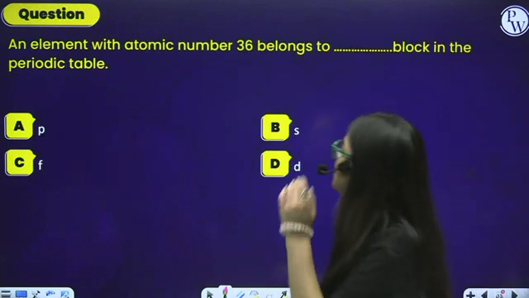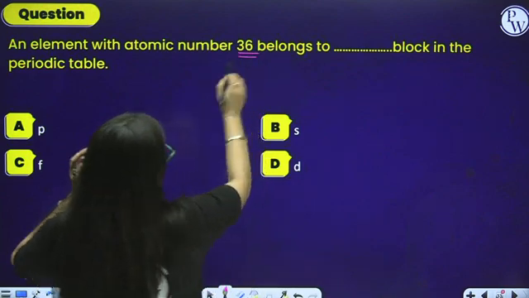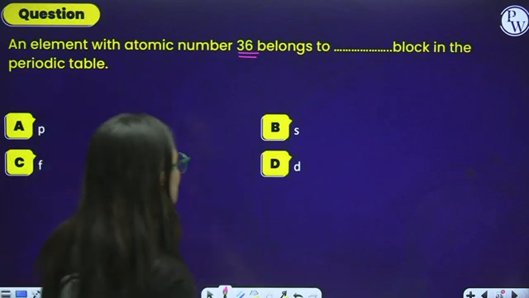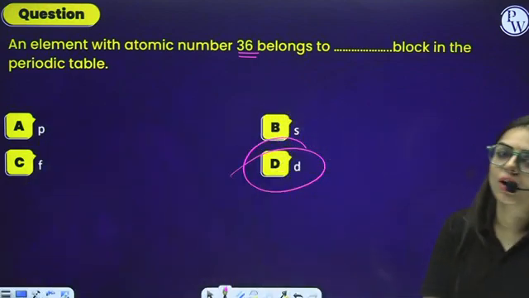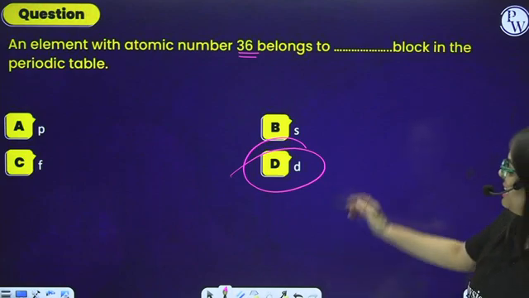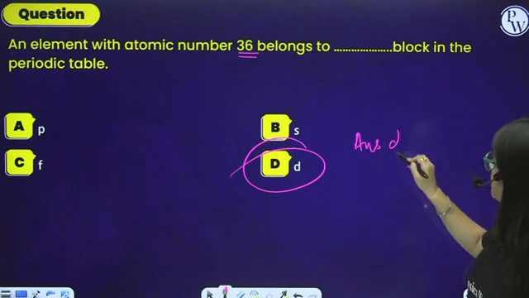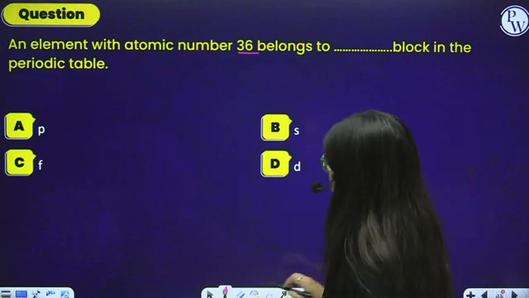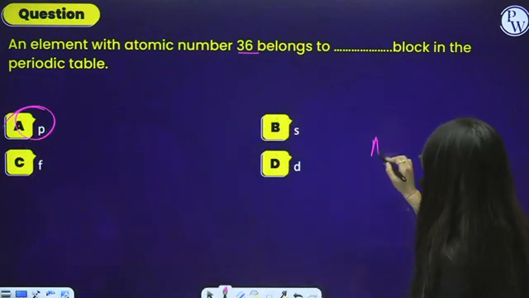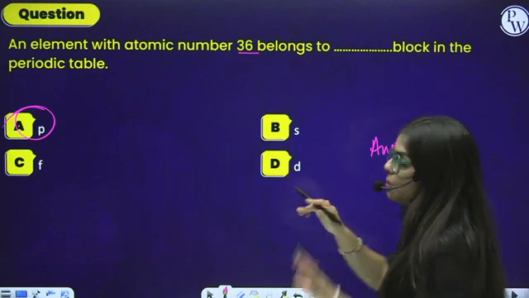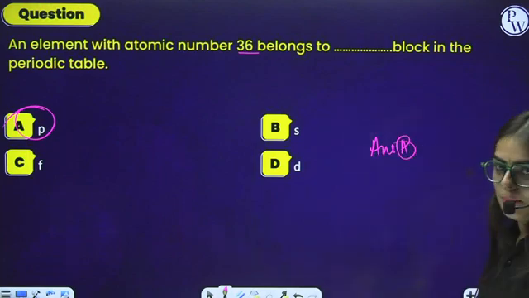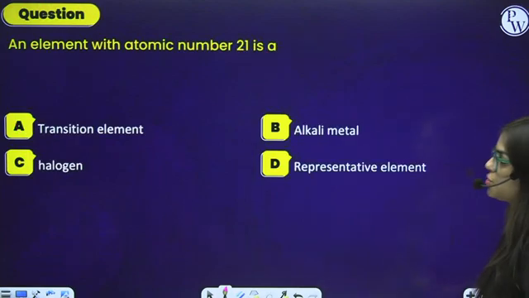Next question is, an element with atomic number 36 belongs to dash block in the periodic table. So, you very well know 36 belongs to which block? Ma'am, D block. 36 lies under group number 18. Quite easy. So not D block, sorry. P block. Group number 18, right? So answer comes out to be option A. D block are the ones present at the center. P block are on the right hand side. Yes, so it is P block, group number 18. Answer comes out to be option A.